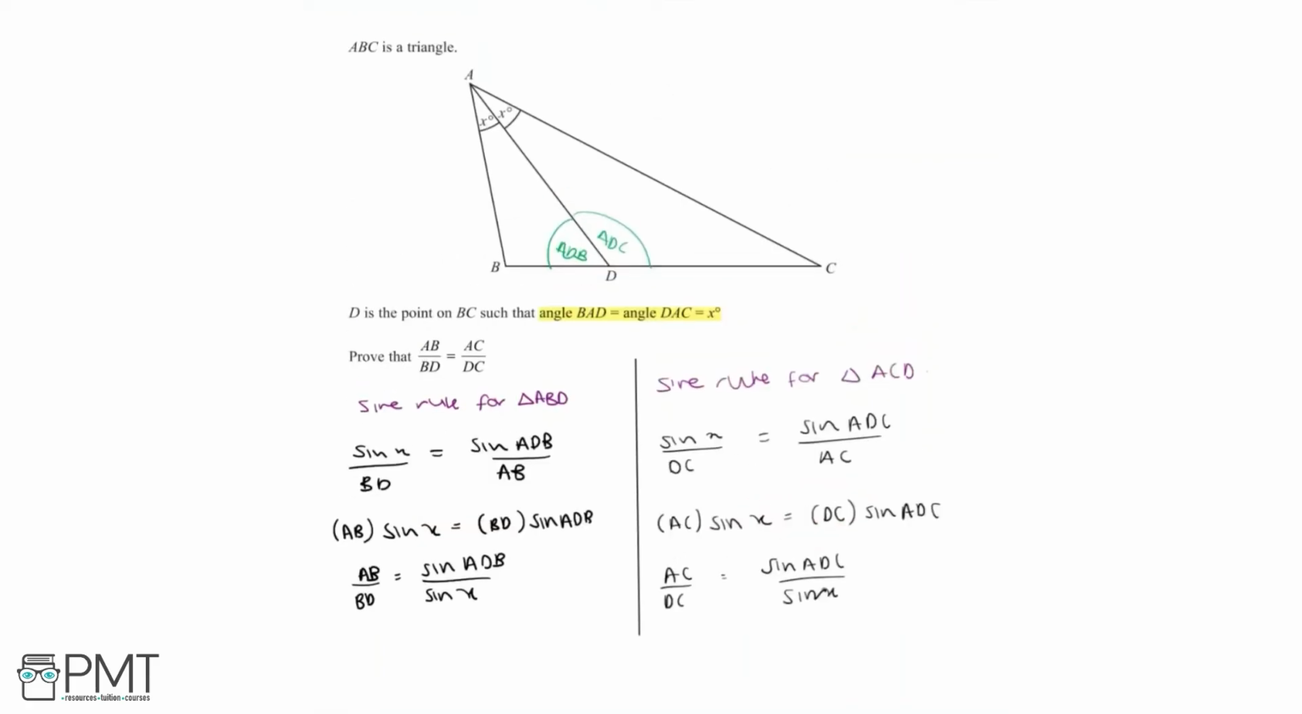And so let's go back to our diagram. We can get rid of the labels for ADB and ADC. And let's just say that angle ADB is equal to y. Now we know that angles on a straight line add up to 180 degrees. Angle ADB and angle ADC lie on a straight line, and so we can say that angle ADC, this angle right here, must be 180 take away y, because these two angles must add up to 180 degrees.